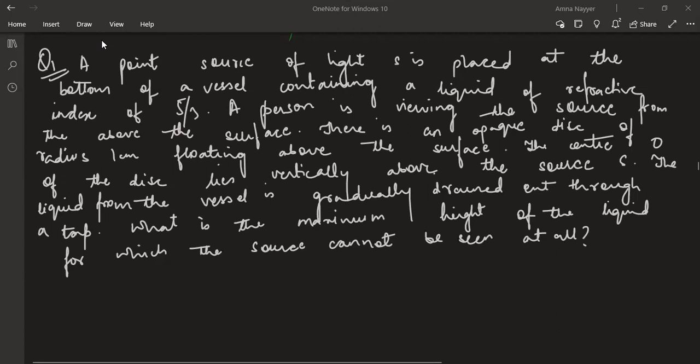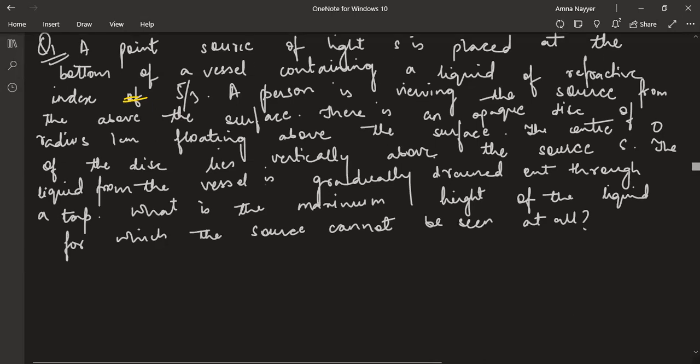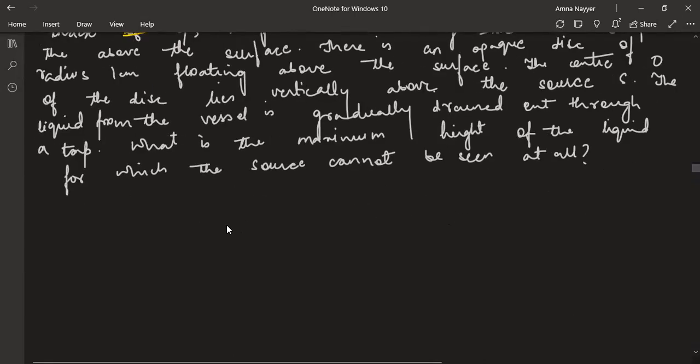Any answers? The question says a point source of light S is placed at the bottom of a vessel containing a liquid of refractive index 5 by 3. So the source of light is there. I'll make the diagram side by side. Here is the source of light, fine.